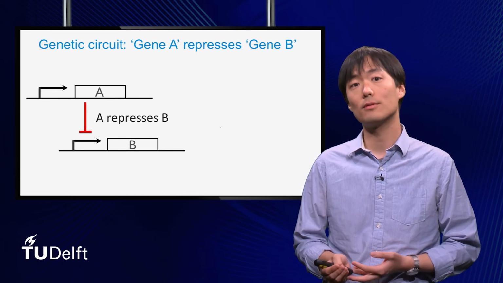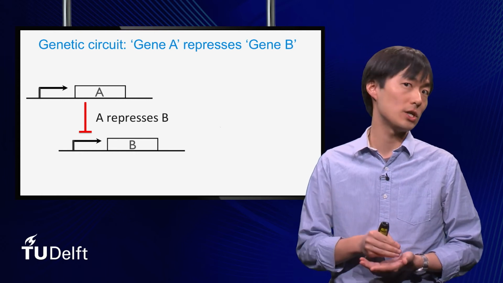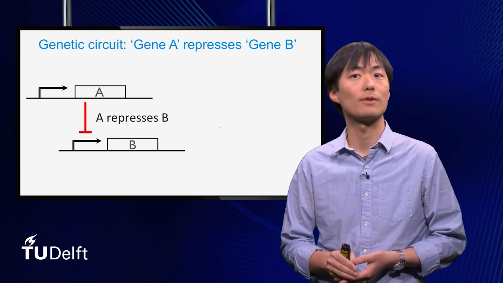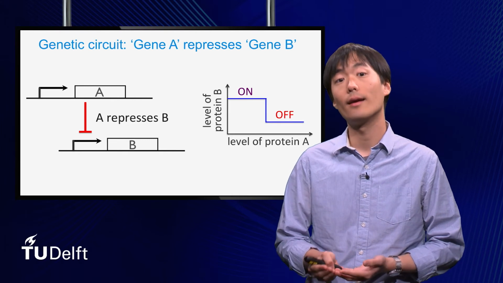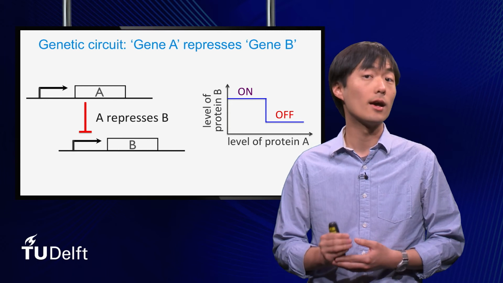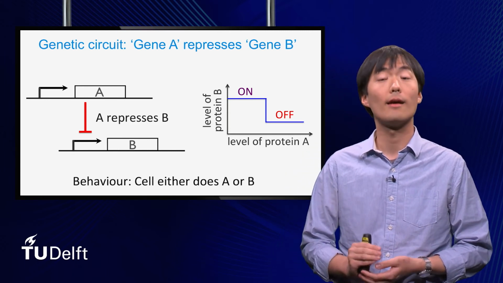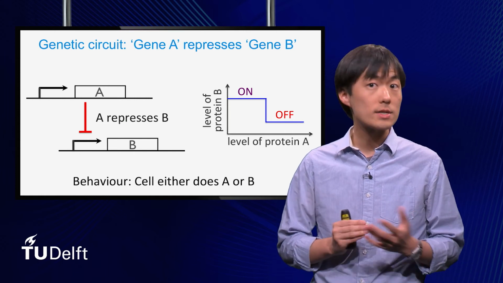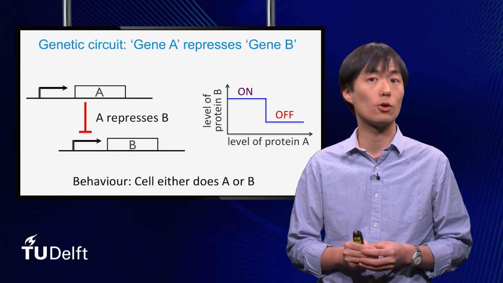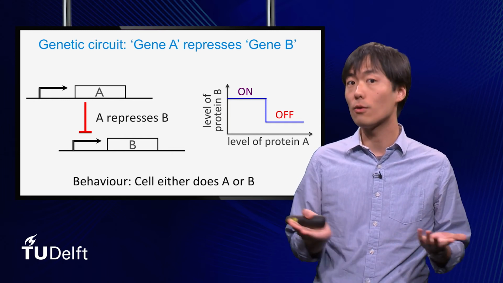Here's another example. Gene A makes protein A that binds to the promoter of gene B to lower the production rate of protein B. Here, we see that turning on production of protein A causes the cell to turn off the production of protein B. Therefore, the cell chooses to do either one task controlled by A or another task controlled by B, but never both at the same time.